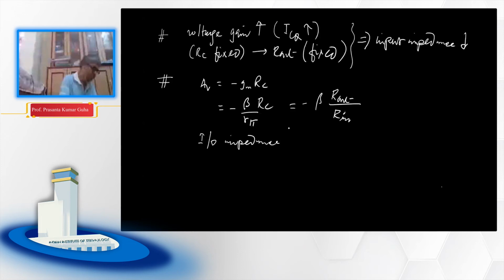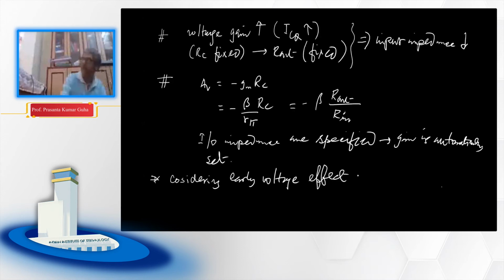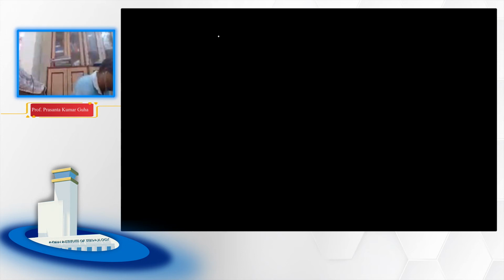If you take into account the early voltage effect, then you have to consider r naught. In that case, obviously the gain will be minus gm RC parallel r naught, because r naught comes in parallel with that RC. You can draw the circuit and figure it out, because this is your gm v pi, and your r naught will come here.